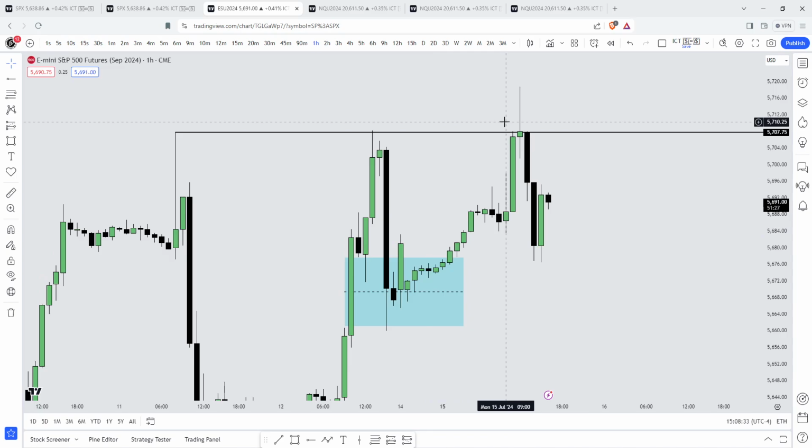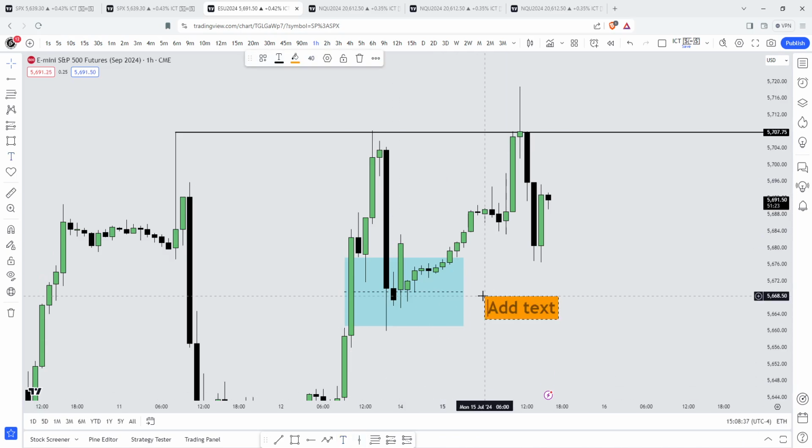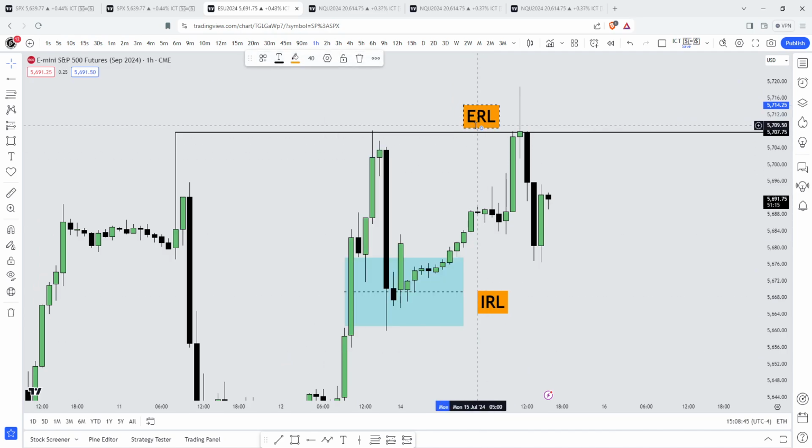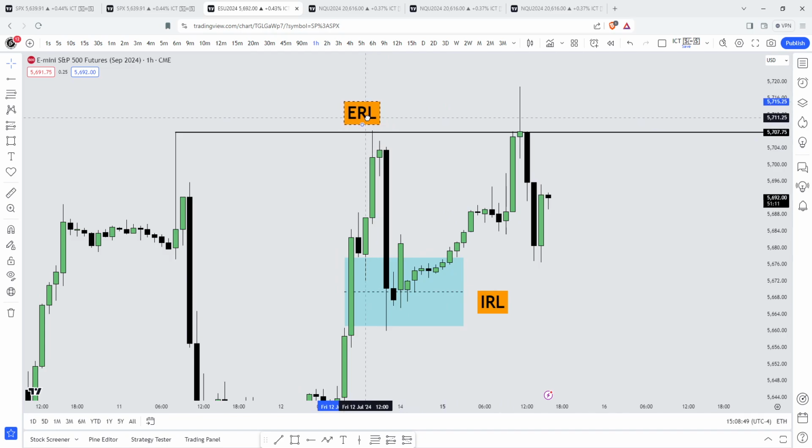There's two types of things that I typically look for. It's going to deliver from internal range liquidity, which is a fair value gap, to external range liquidity, which is an old high or an old low. It could also do the other way around. It could deliver from external range liquidity, like we have right here. Notice how it takes out the level of buy side liquidity, to internal range liquidity, which is the bullish fair value gap.